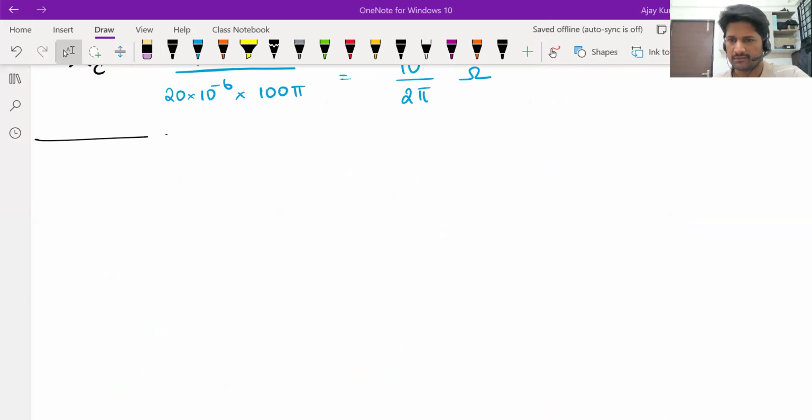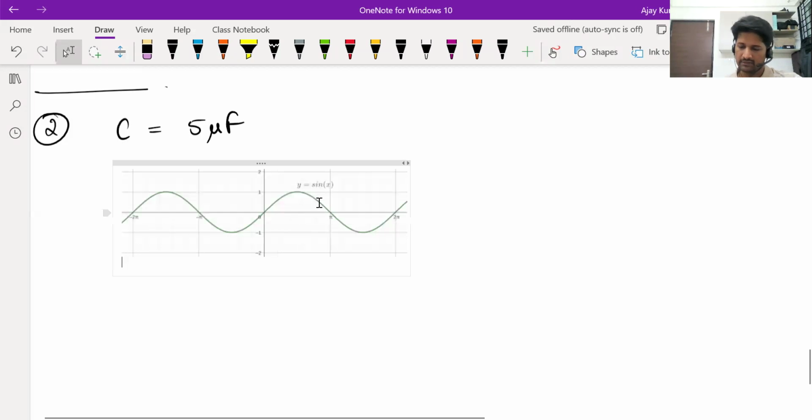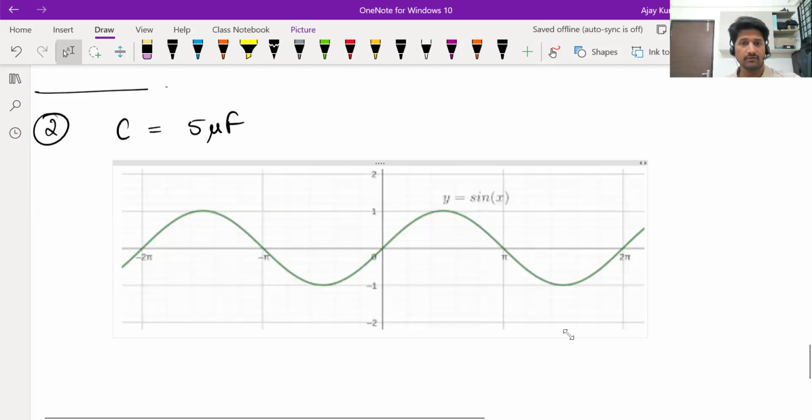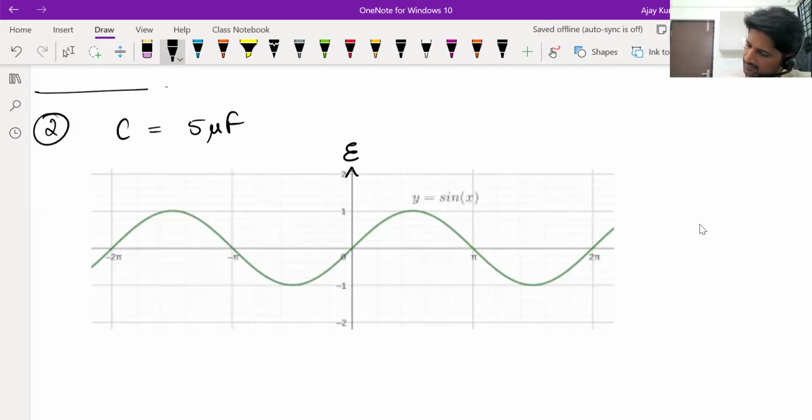Okay, let's use this graph itself. Across a capacitance of, let's say, 5 microfarad, an EMF given by this graph is applied. Instead of giving you the equation of EMF, I'm giving you the graph. On the y-axis you have the EMF, on the x-axis you have the time. The peak value of EMF, that maximum value, let's say is 10 volt.